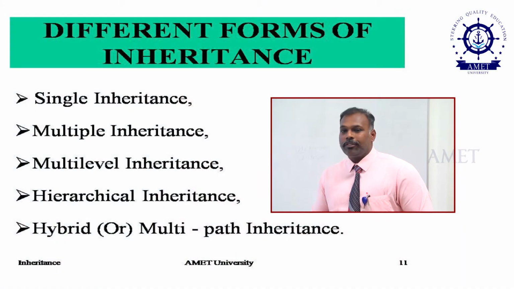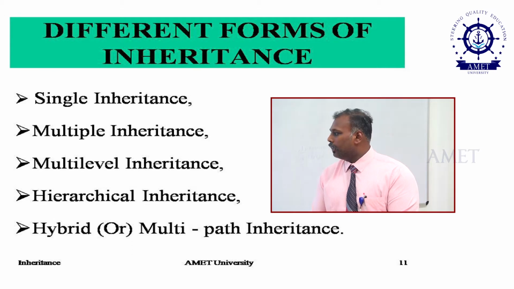Different forms or different types of inheritance. What are the different types of inheritance? There are 5 types. The first one we can name as single inheritance. The second one is multiple inheritance. Multilevel is the third one. Hierarchical is the fourth one. The last one is hybrid inheritance.